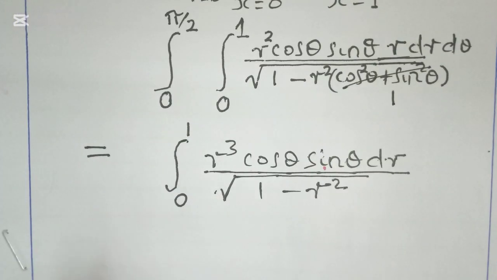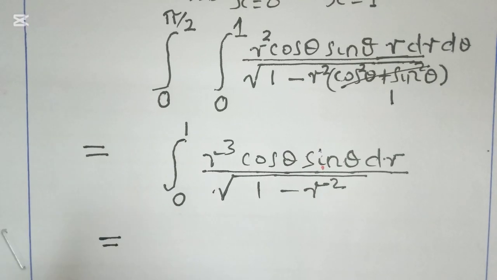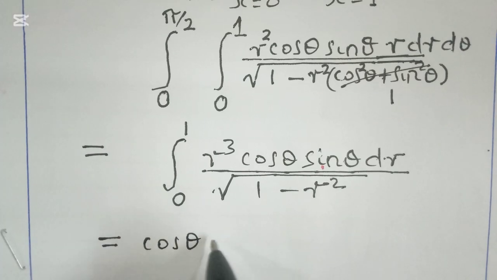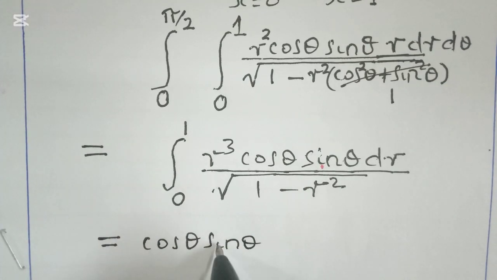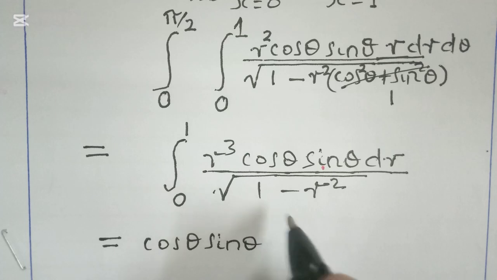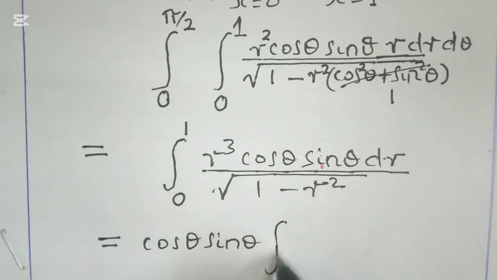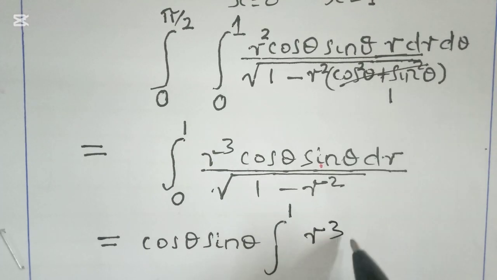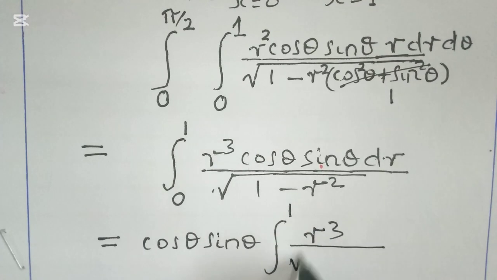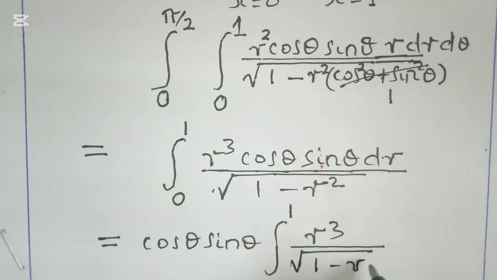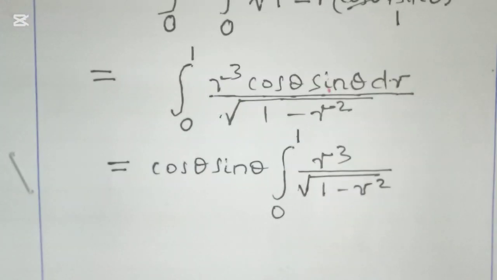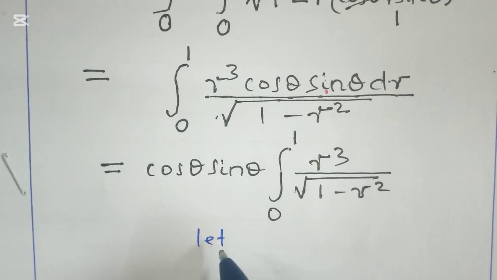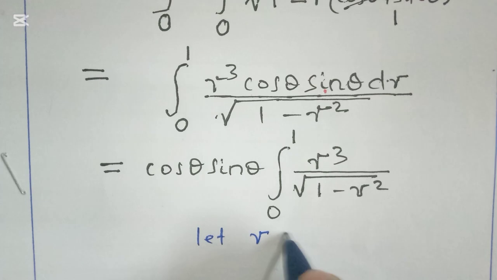So guys, from there we go ahead. Now we can put the constant, which is cos theta sin theta, outside. We are saying they are constant because we are integrating with respect to dr. Then we are left with integration from 0 to 1 of r cubed all over square root of 1 minus r squared. So from there we can say let r be equal to sin u.